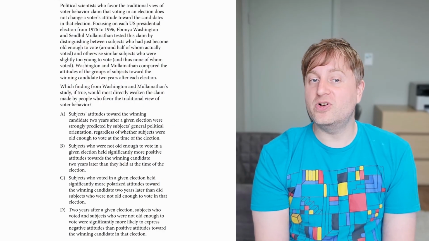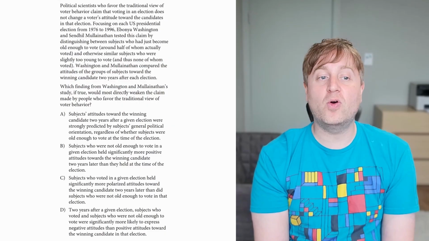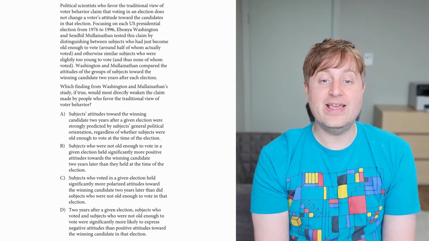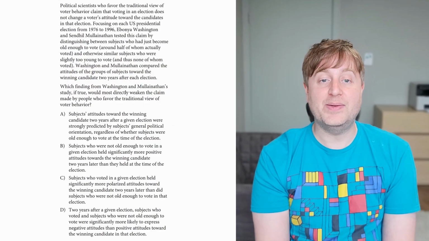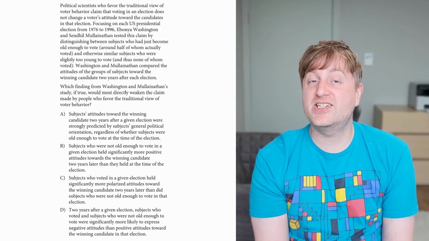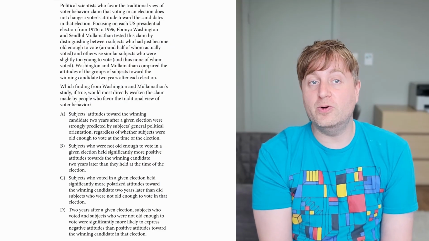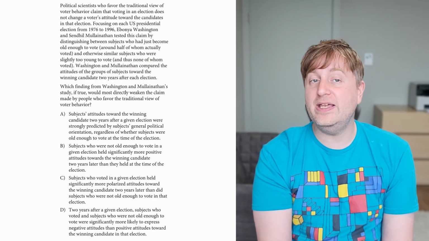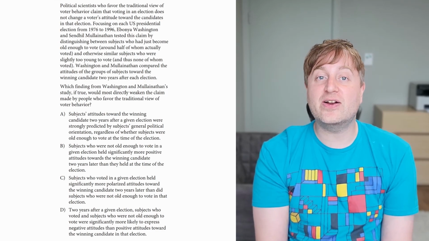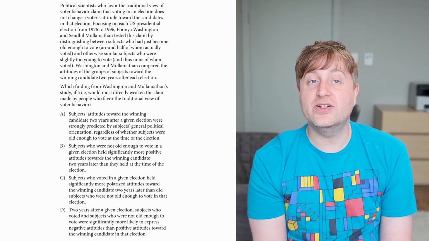B. Subjects who were not old enough to vote in a given election held significantly more positive attitudes toward the winning candidate 2 years later than they held at the time of the election. Now, this answer only tells us about the subjects who didn't vote. It doesn't tell us about the subjects who did vote, which means we don't have enough information to deduce that voting in the election changed their attitudes about the candidates. Therefore, we can cross it off.